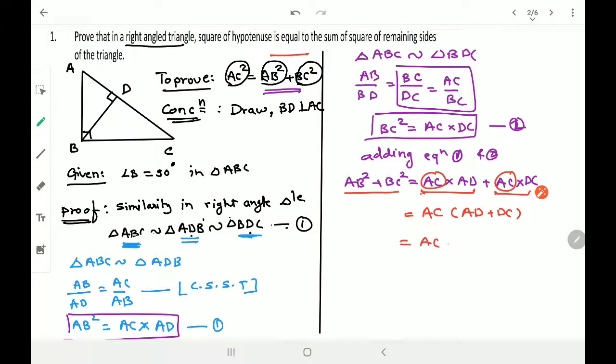So it is AC into AD plus DC. What is AD plus DC? AD plus DC is again AC. So it is into AC. So is that equal to AC square? That's it. So we have AB square plus BC square is equal to AC square. And that's it. Clear? Getting it?